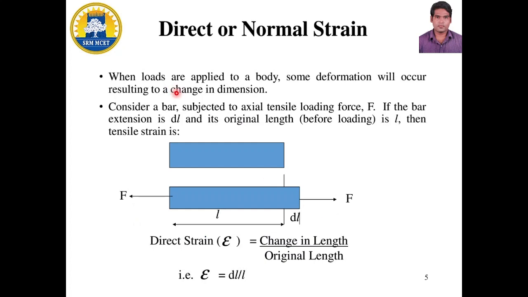So when we are applying loads to the body, then it will undergo some deformation, and this deformation will change the dimensions of the body. When we consider this example, this is a bar and it is subject to a tensile load. Here we can see force F is acting along the axis, and this causes a change in length. The length is elongated, and this elongated length is termed as dL, and the original length is L. So the change in length is the deformation, and this extra increased length is the strain developed within the body. So the expression for strain is change in length divided by the original length.